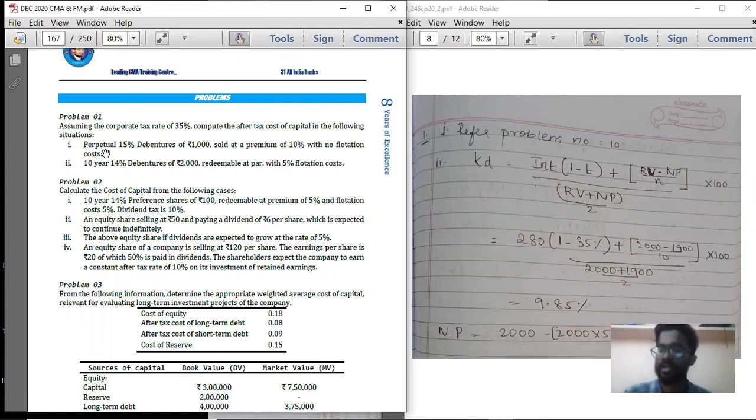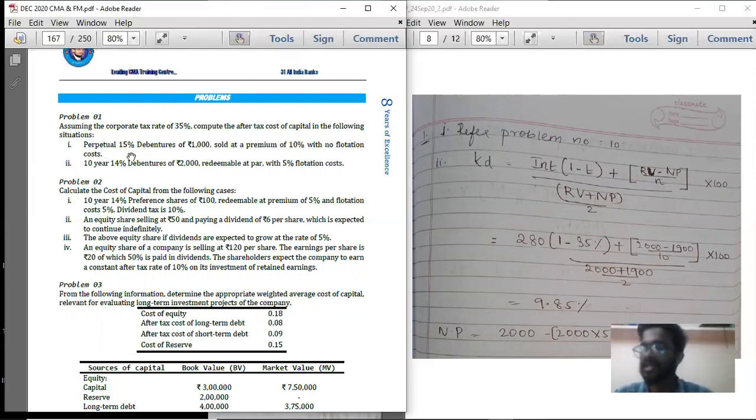So if there is no flotation cost, how much is the cost of capital? Your cost of debt, that is after tax cost of debt, that they are asking. What is the formula for this? If there is irredeemable debentures, interest into 1 minus tax rate divided by net profits into 100. Here interest into 1 minus tax. How much is the interest?